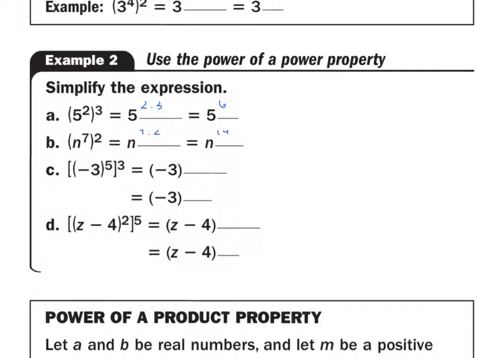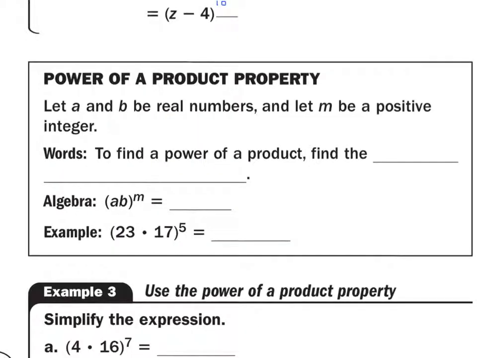Negative 3 raised to the 5th cubed is going to become negative 3 raised to the 5 times 3 power, which is negative 3 to the 15th power. And D, z minus 4 squared raised to the 5th. We're going to keep z minus 4 as our base, and we're going to multiply the 2 and the 5, which becomes z minus 4 raised to the 10th power.